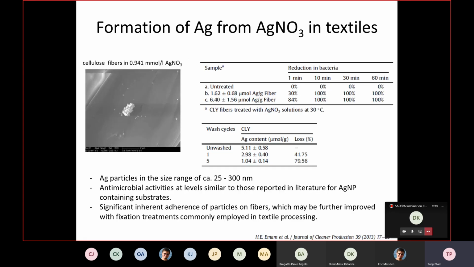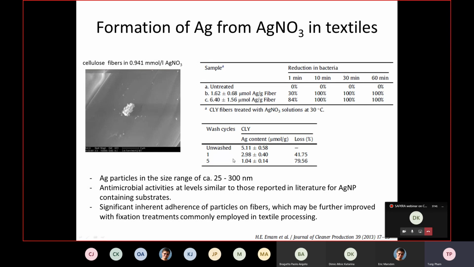Now let me move to one example we have developed in the past. As you can see here, we have reduced silver from silver nitrate, and looking at the micrographs, you can see that we have reduced and formed silver particles within the range from 25 to 300 nanometer.